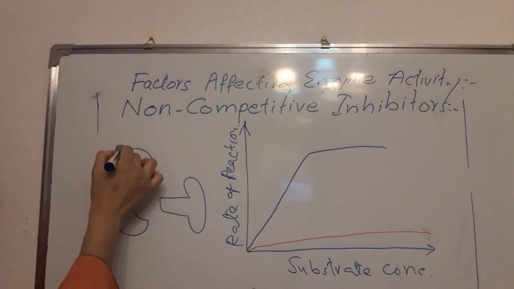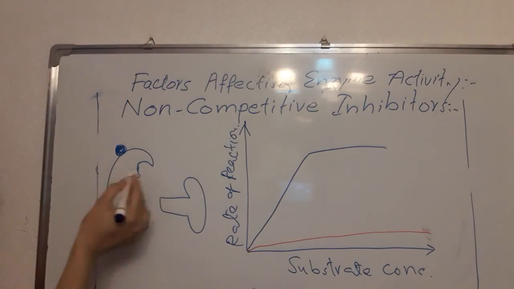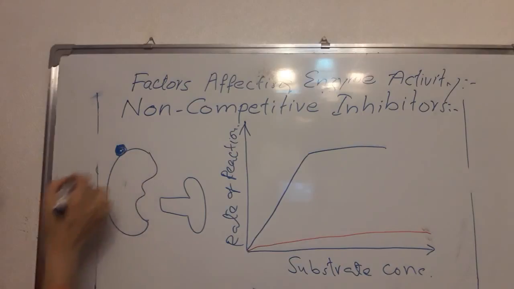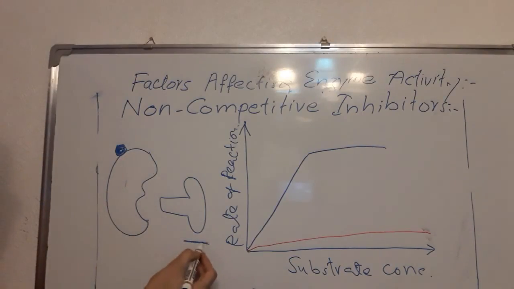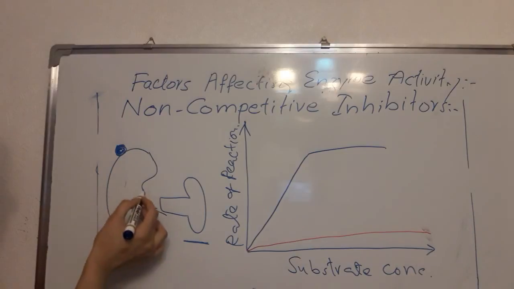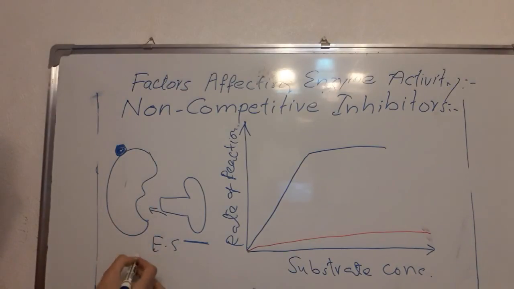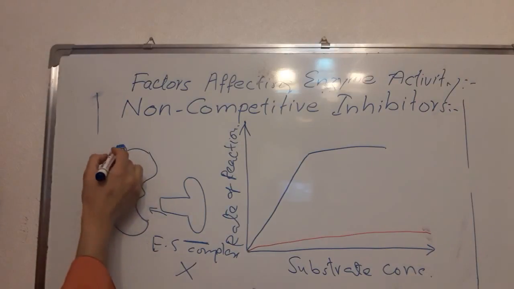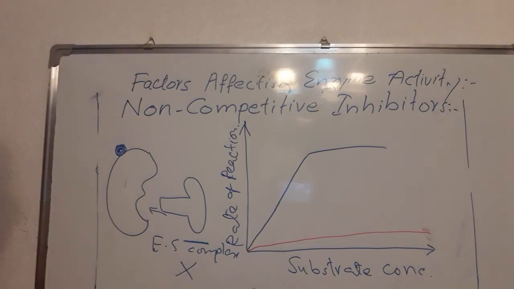When these inhibitors bind on the enzyme other than at the active site, they change the structure of the active site. So when the active site is changed because of the attachment of the inhibitor, the substrate molecule won't be able to attach to the active site and no ES complex can be formed. And when no ES complex can be formed, the enzyme can't catalyze its reaction. So this inhibitor is blocking its activity this way.